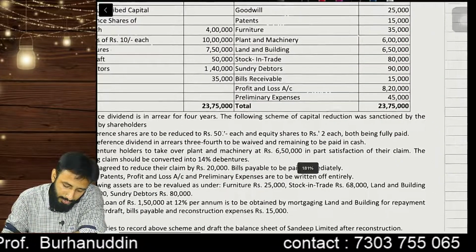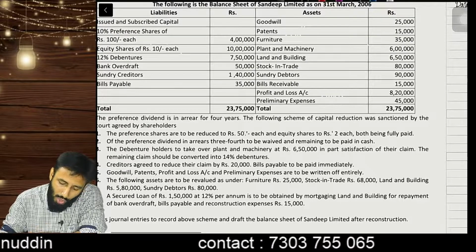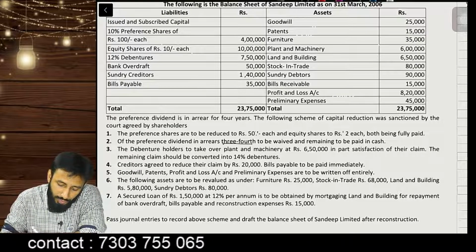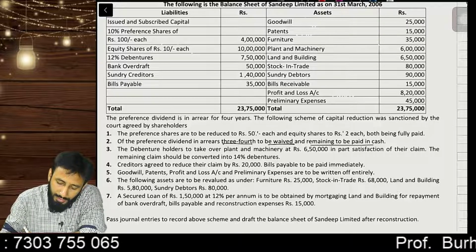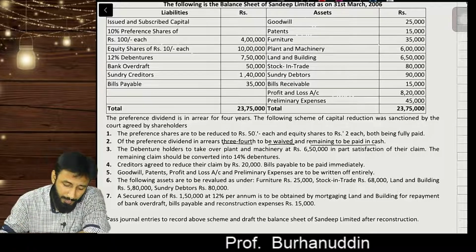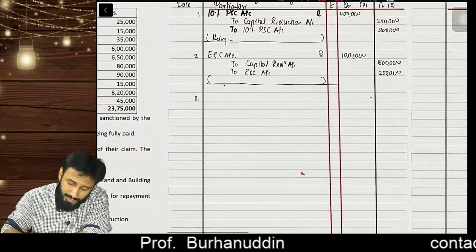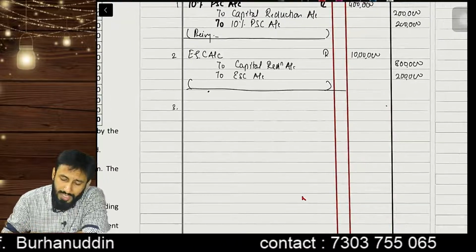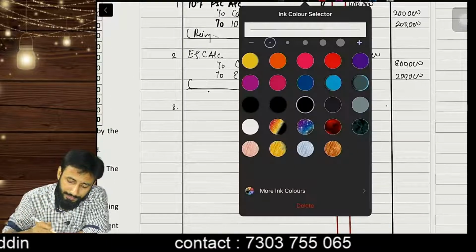Next one, have a look at this. Of the preference dividend in arrears, 3/4 of the amount is to be waived and the remaining is to be paid in cash. So guys, I am paying off the preference dividend. Preference dividend कितना है calculate करते हैं यहाँ पे. Just for your understanding मैं यहाँ पे amount लिख देता हूँ. I'll make the working note नीचे only.